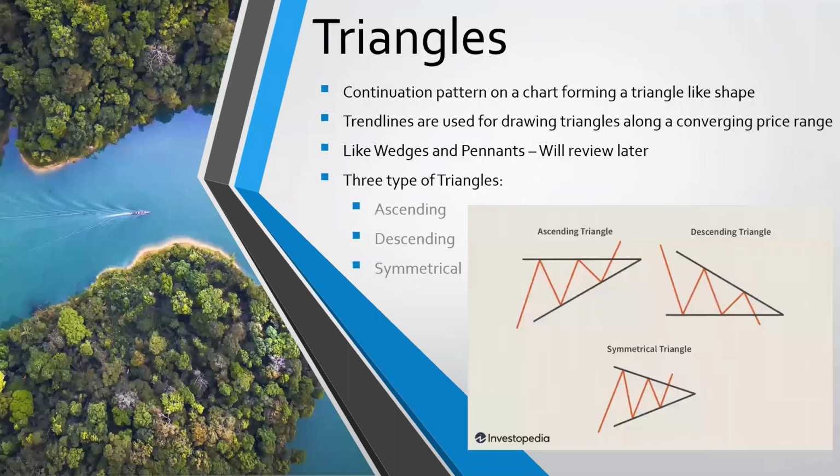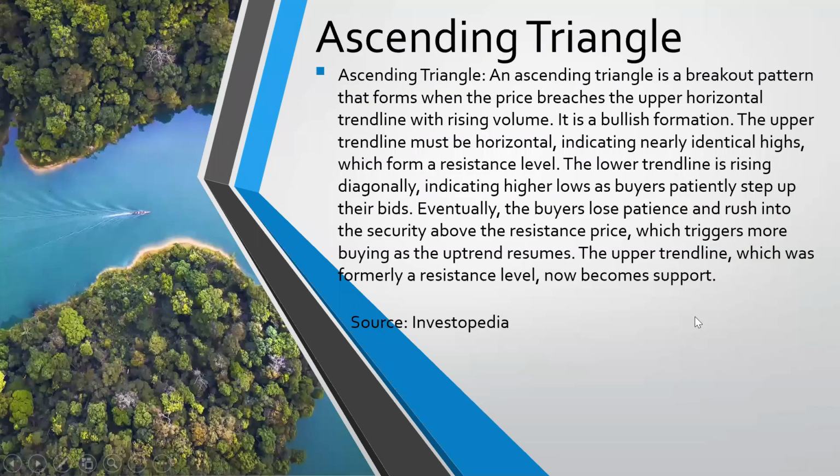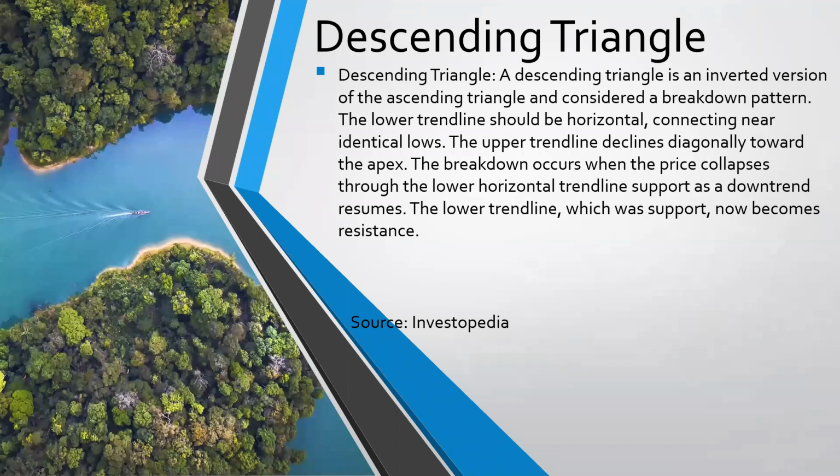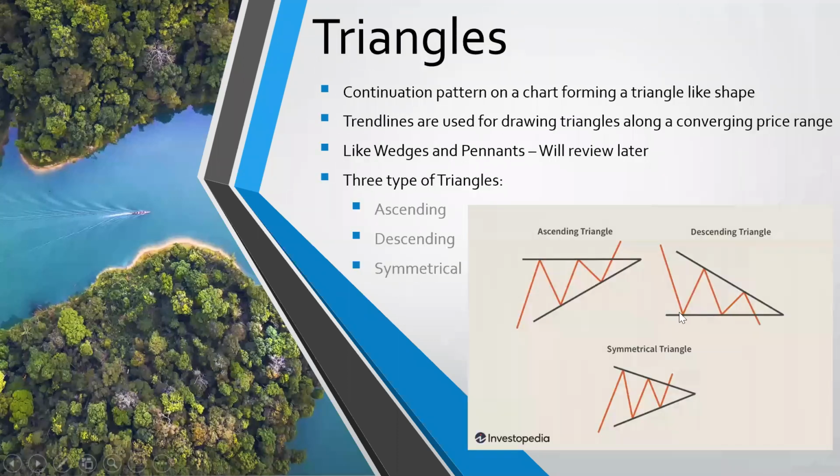Now if you go back to the descending triangle, which is this, it's just the reverse of what the ascending triangle is. It's considered a bearish pattern, that is a breakdown pattern. The lower trend line should be horizontal, connecting near identical lows. It's pretty much the reverse of this. For ascending, the top was connecting the highs.